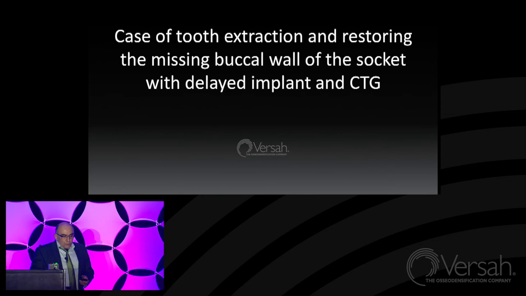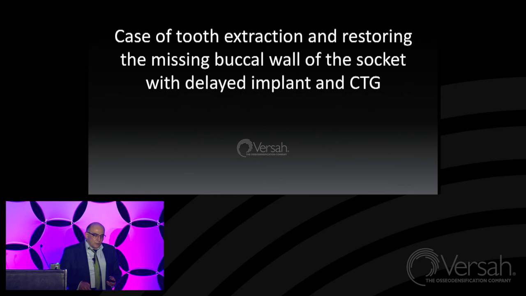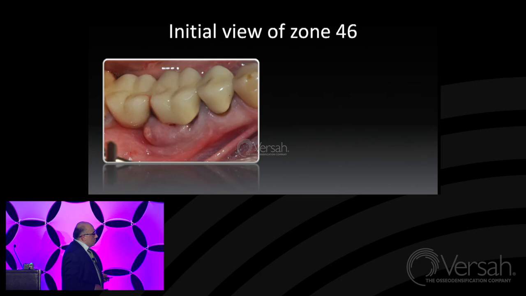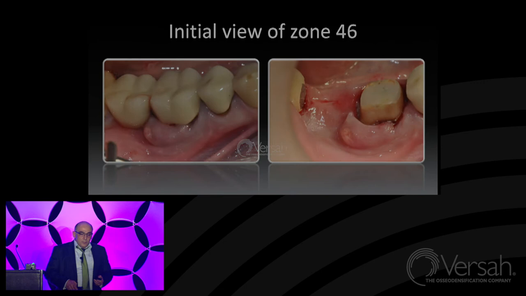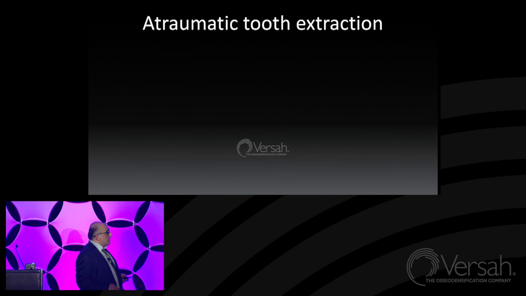Let's go to another case, a case of tooth extraction and restoring the missing buccal wall of the socket with delayed implant placement and connective tissue graft. This is the zone of the lower first molar. Look at the abscess around the neck of the tooth. Of course, we cut the bridge work and extract the tooth, making an atraumatic tooth extraction.